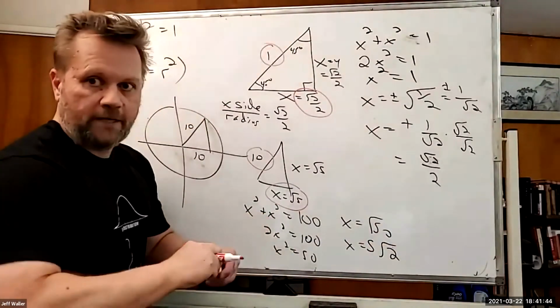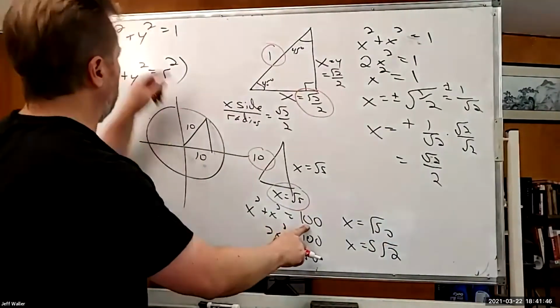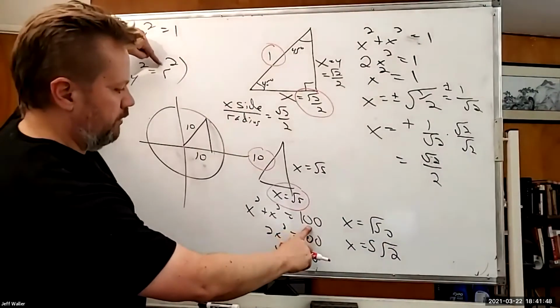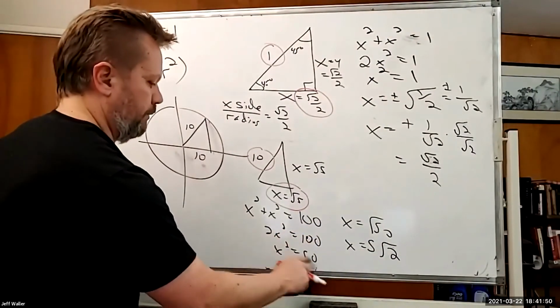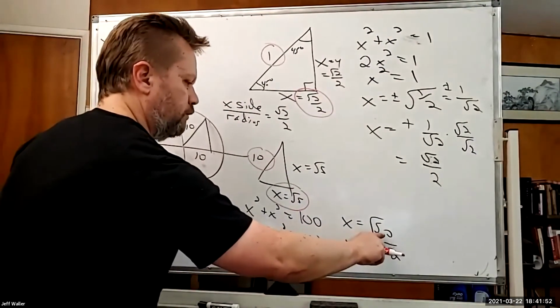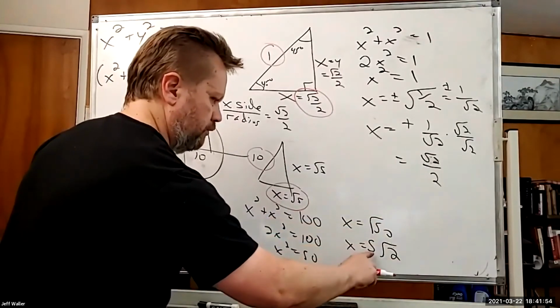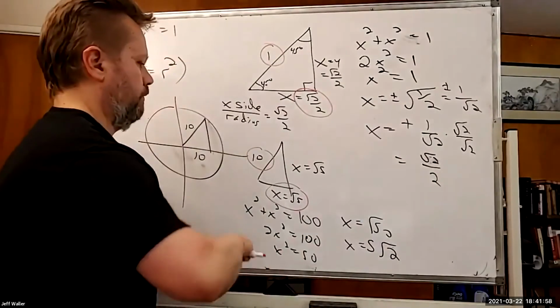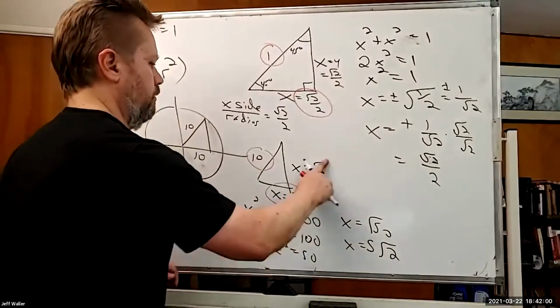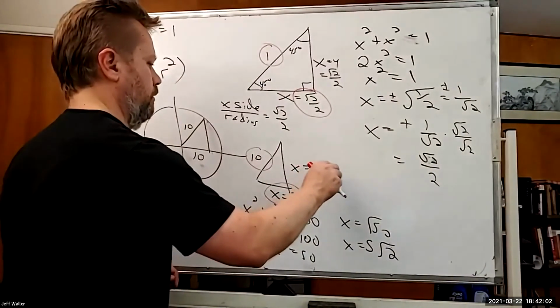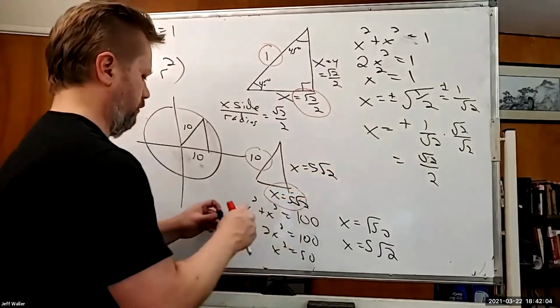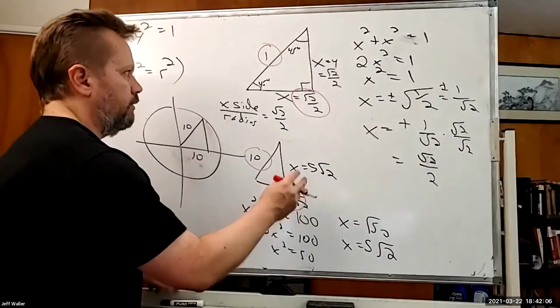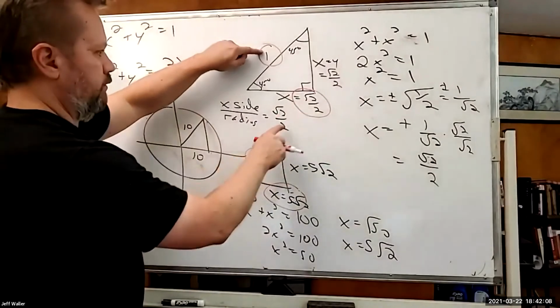All right, let me stop for a second. So that should have been 100, thank you, because it's x squared plus y squared equals r squared. 100 divided by 2 is 50. The square root of 50 is the square root of 25 times the square root of 2, so it's 5 square root of 2. That's why I felt it was wrong. Good Lord.